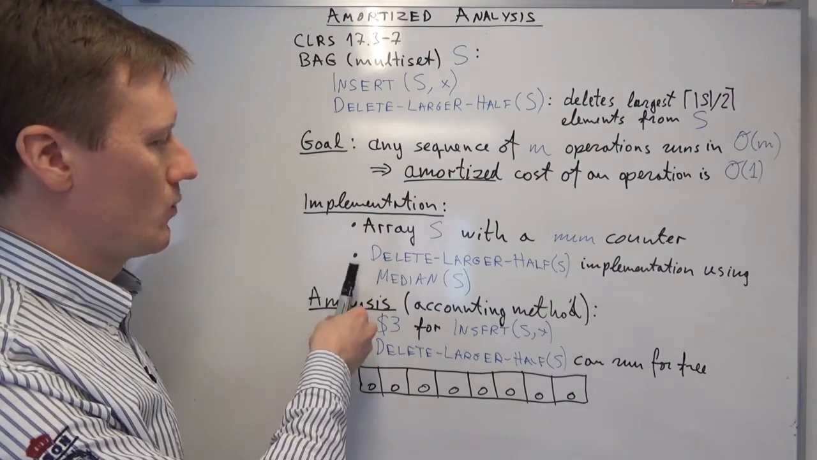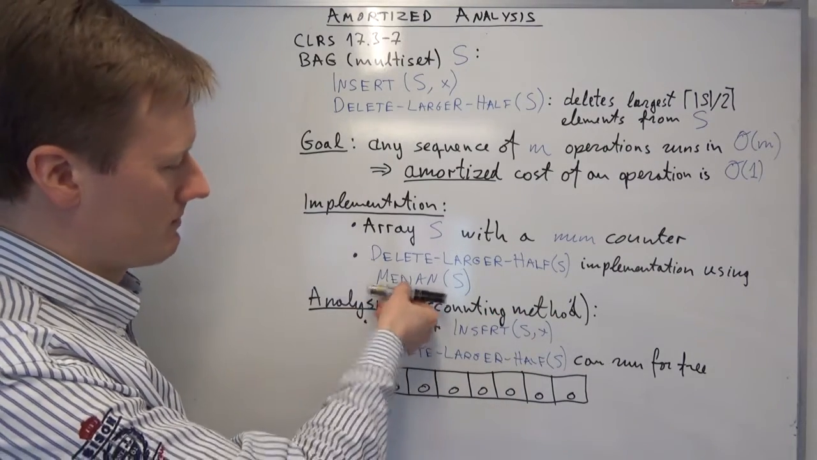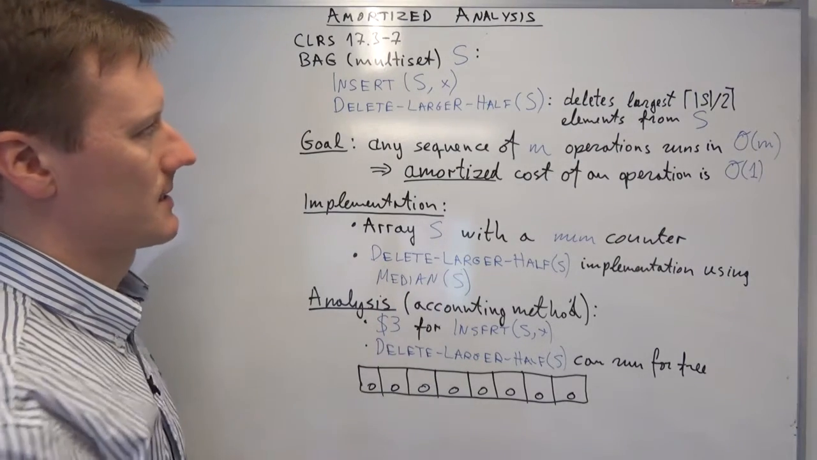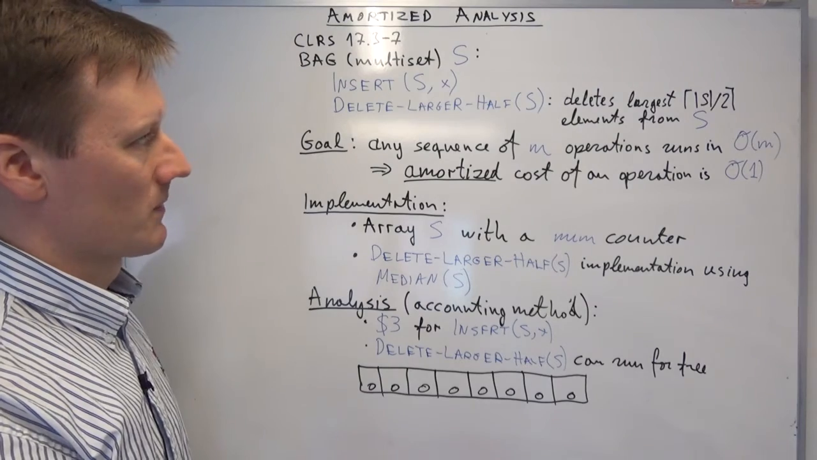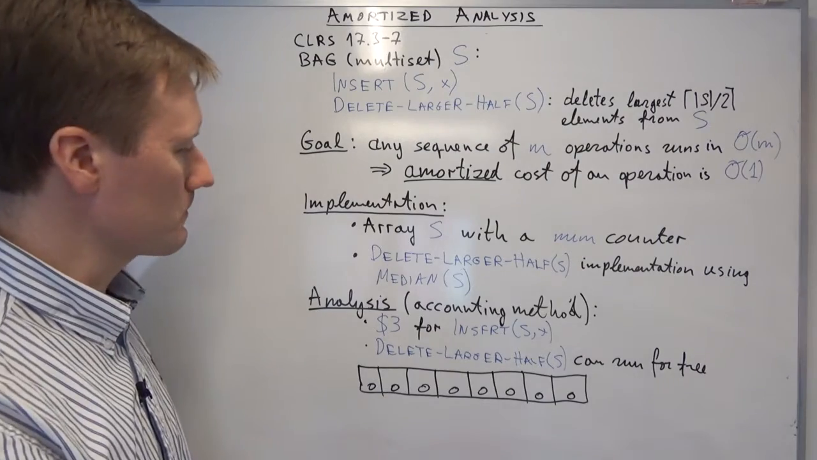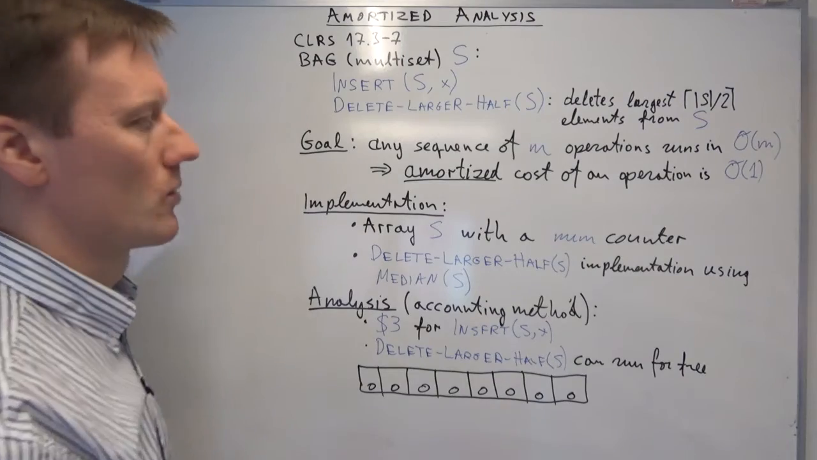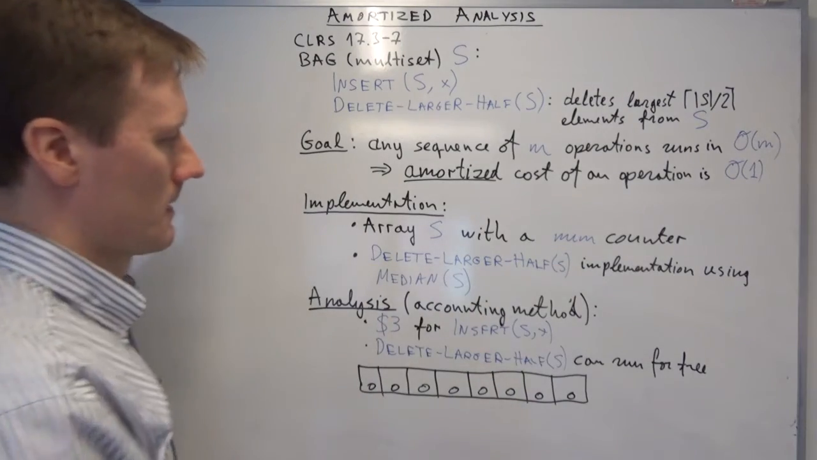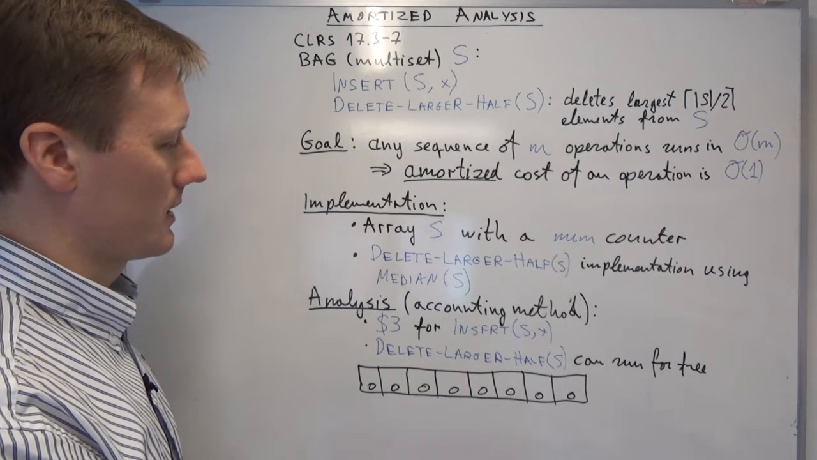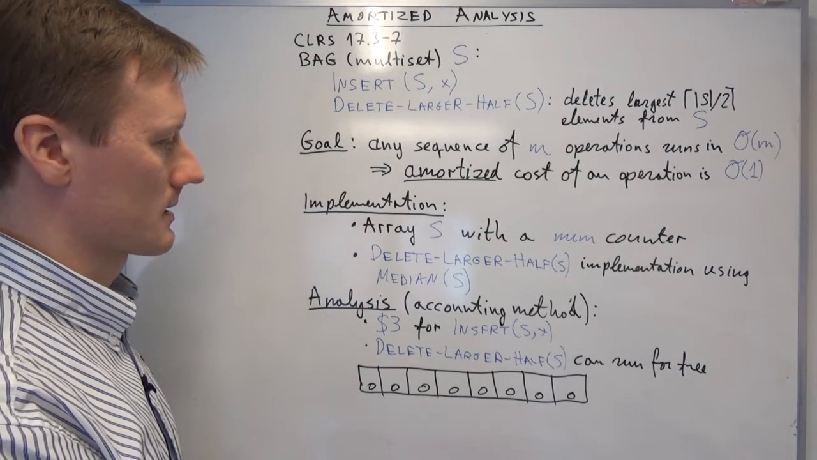And then let's say we can implement delete larger half in linear time using the linear-time median algorithm, which finds the element that is in the middle if the array was sorted, without actually sorting the array. We can say a few words later about how we actually do this implementation. But let's assume we can implement delete larger half in linear time. Then the amortized analysis is quite simple.